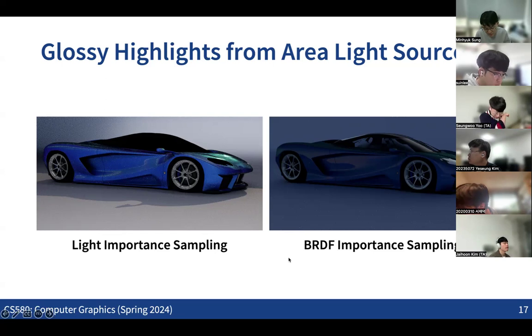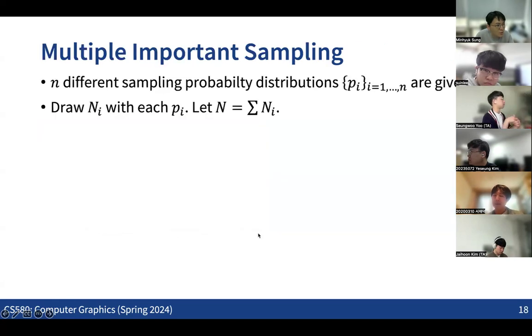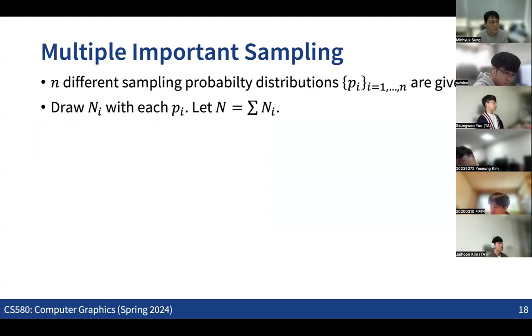Cool. So the question is: how can we make a universal importance sampling approach that can be applied to any situation without manual fine-tuning of the sampling strategy? Let's assume we have n different sampling strategies, which means n different sampling probability density functions, denoted as p_i, and we draw n_i samples from each probability distribution.